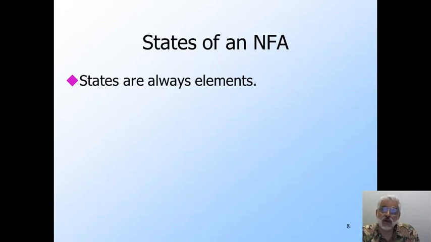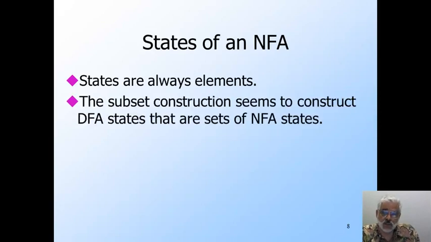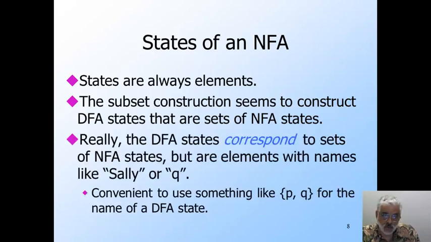First, states of any automaton are elements, not sets. The subset construction seems to create a DFA whose states are sets of the states of the NFA. But really, what we are doing is computing sets of NFA states and giving each one a name. This name is the name of a DFA state, and each DFA state corresponds to a set of NFA states, but the DFA state is an element with an associated value, and the value is the set of NFA states.